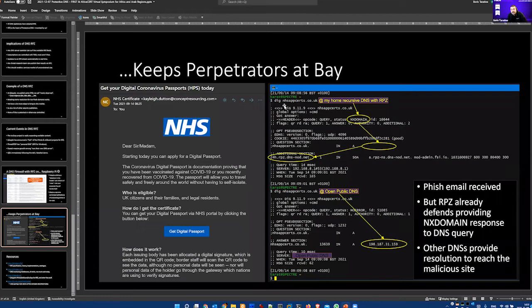This domain. And look at this, NHS apps cert. Looks legit, right? Application, certification, passport, NHS, looks legit. And I ask by default my home recursive DNS. And my home recursive DNS says, hey, that domain doesn't exist, and gives me nothing. It shows me a finger. And it was a response policy zone, a 24 hours response policy zone.